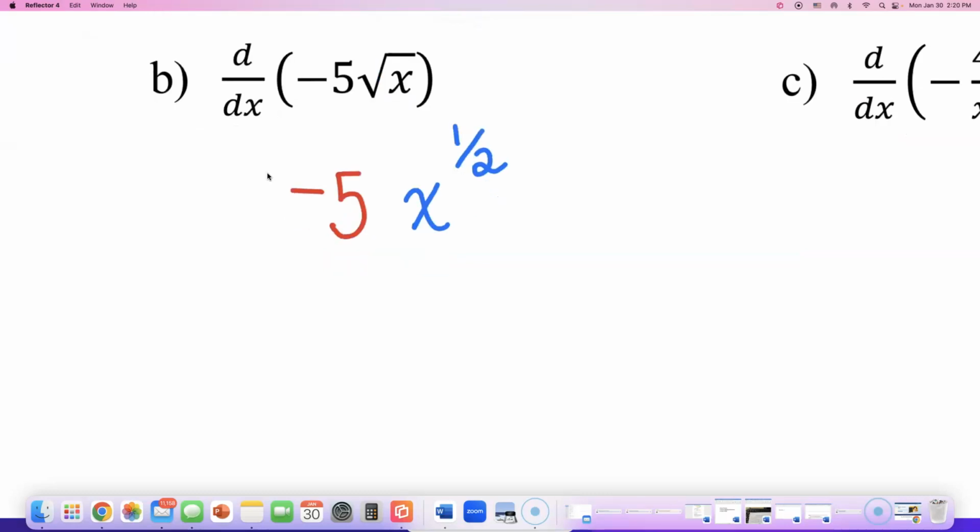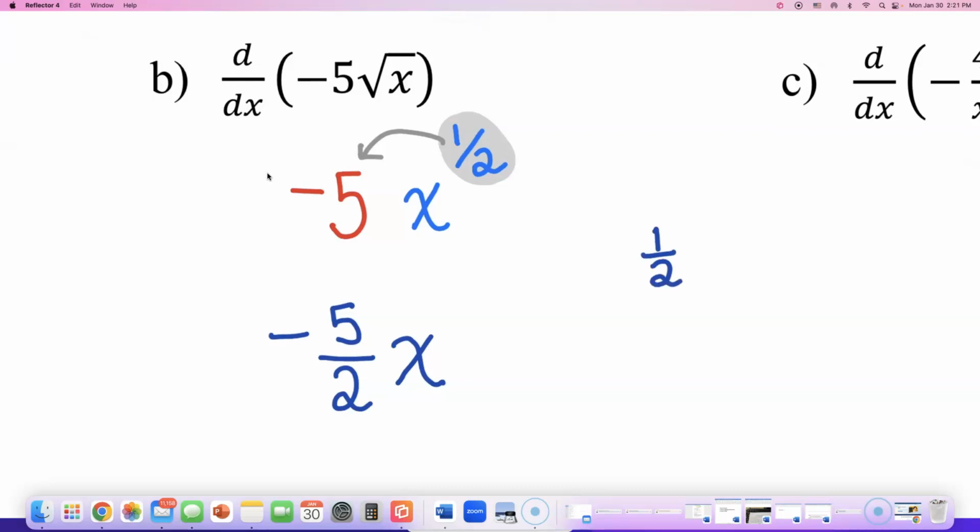So if you take the derivative of this, you bring down this exponent of 1/2 to the front, and you will have to multiply this by -5, okay? So if you multiply -5 times 1/2, you will get -5/2. And the exponent will be 1 less than the original exponent, and this will come up very often. 1/2 minus 1 is -1/2, okay? So that's going to be the new exponent, and that's our derivative. So this is the answer.